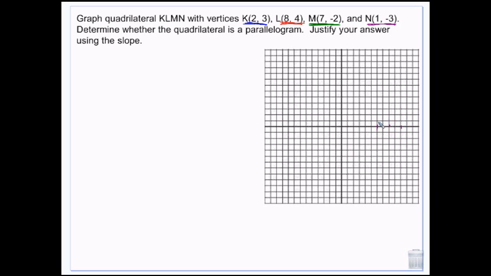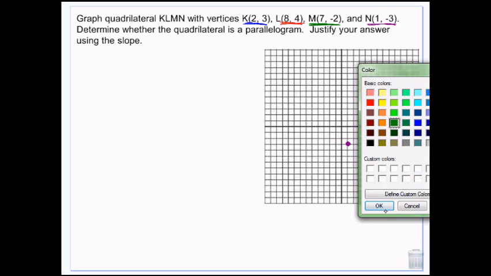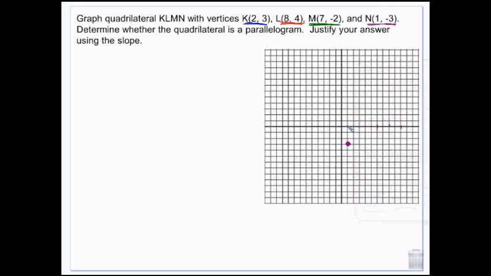All right, 1, negative 3 is N. M is at 7, negative 2. L is at 8, 4. And K is at 2, 3. And we want to figure out, is this a parallelogram?